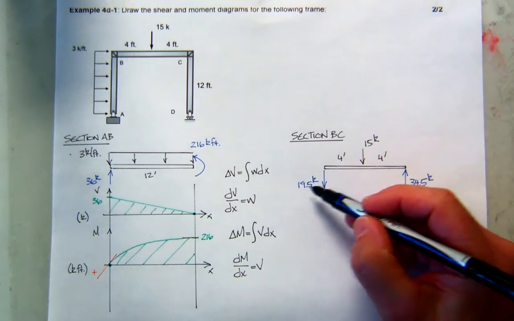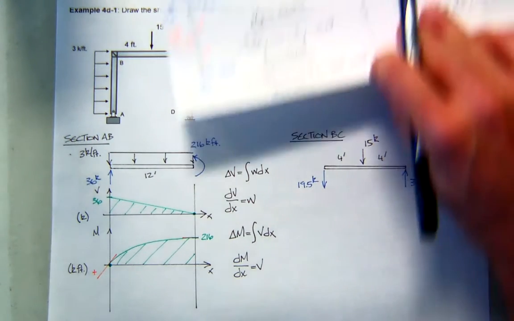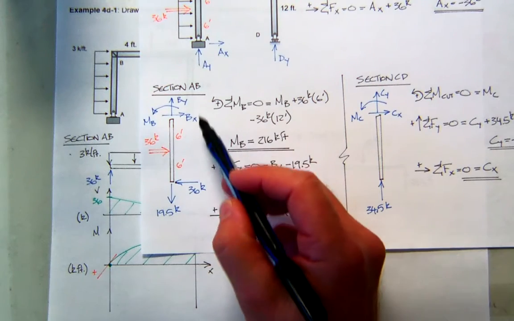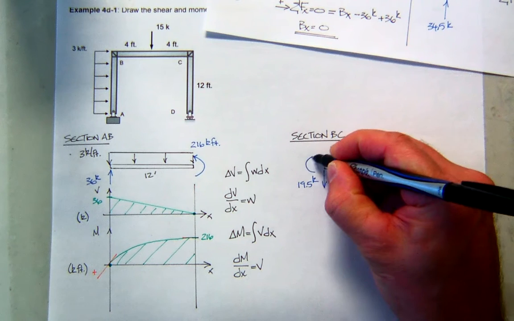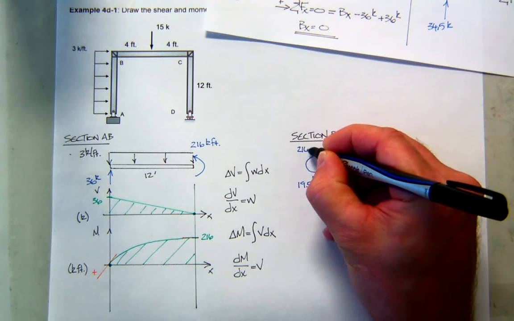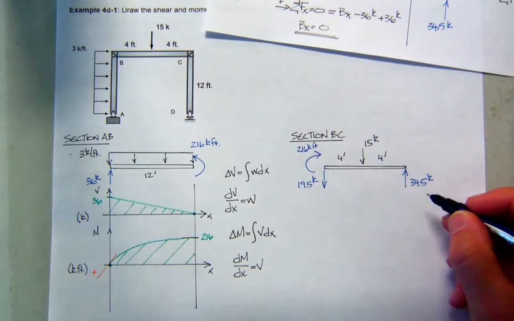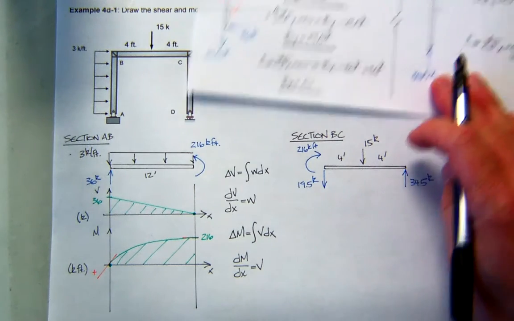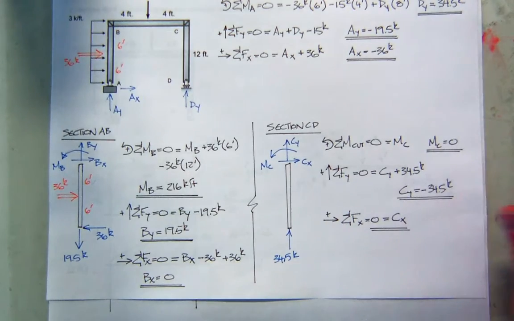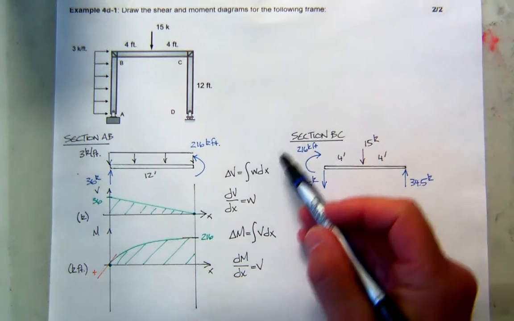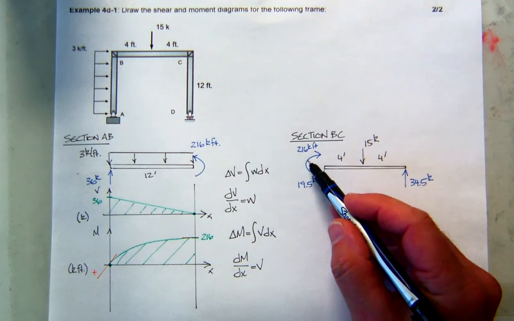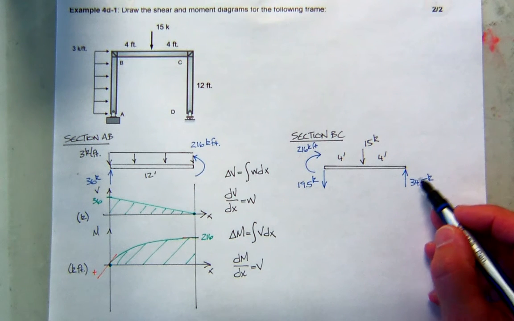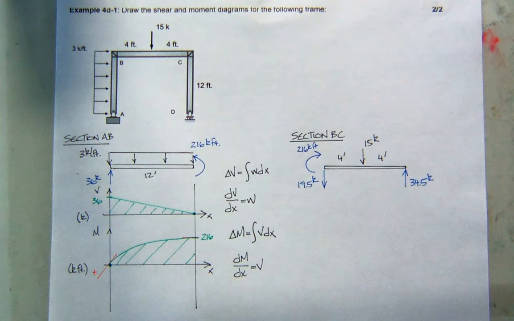Okay, so what do I know about the moment at B? Well, I solved for it. It was positive, right-hand rule, 216, so equal and opposite in this direction. And what's the moment at C? Well, we solved it with 0. So I think that's everything we need on BC. There's my BY value, my moment at B, there's my CY value, and of course CX and MC were 0. We don't really care about the X direction anyway.